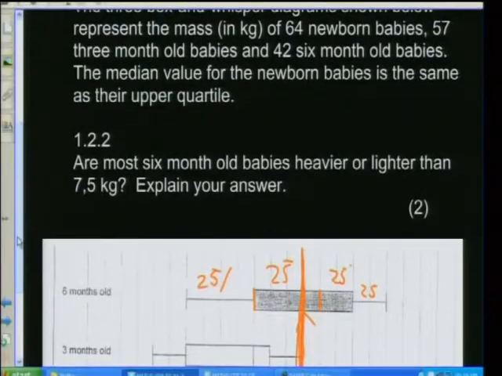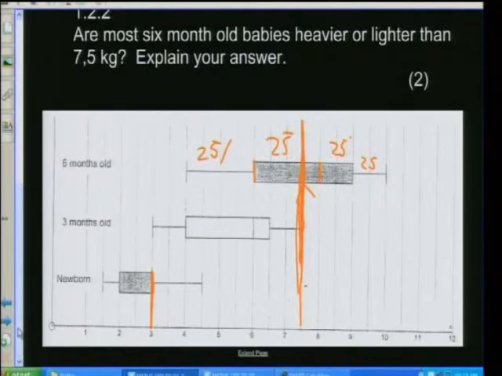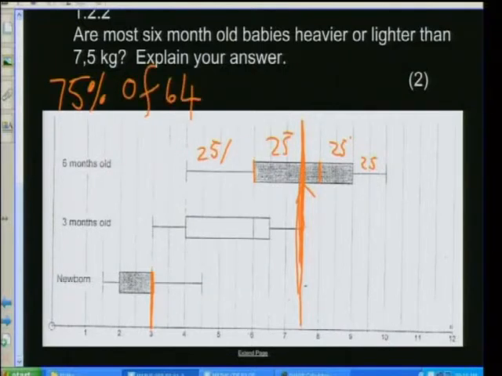Now let's just go and have a look again. How many newborn babies did we have? 64. So 75% of 64 is what we need to find out for our next answer, and that's actually quite easy because 64 divided by 4 is 16, so 16 times 3, you can use your calculator, and 48 out of 64 newborn babies then weigh less than 3 kilograms.